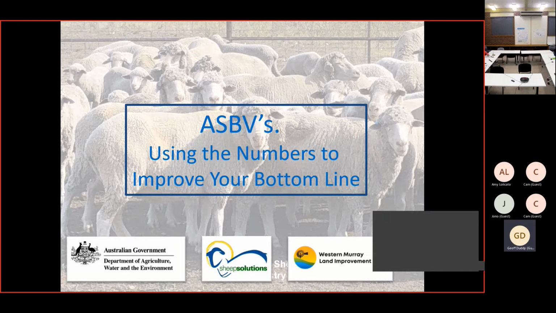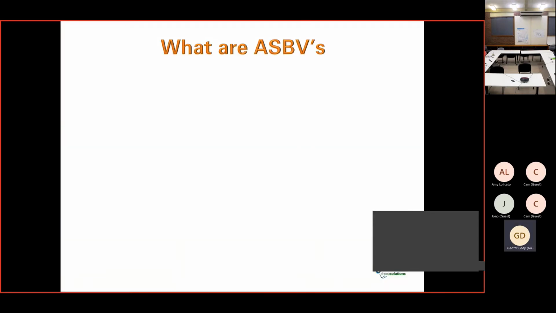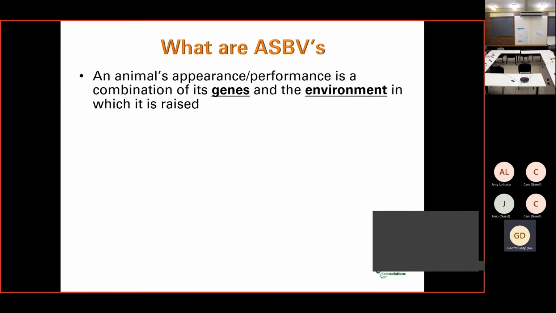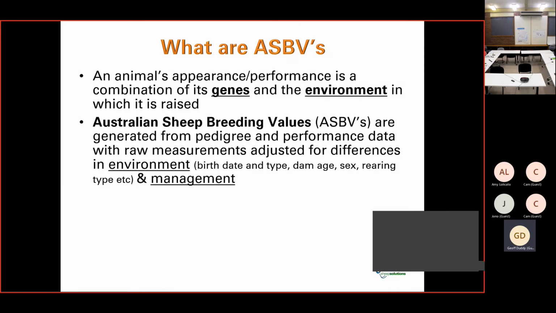But one thing to remember is that these ASBVs are a tool, and treat them as a tool. They're a part of your selection criteria. They're not the be-all and end-all. So what are Australian sheep breeding values? An animal's appearance or performance is a combination of both its genes and the environment in which it's raised. ASBVs are generated from pedigree and performance data, with raw measurements adjusted for differences in environment and management.